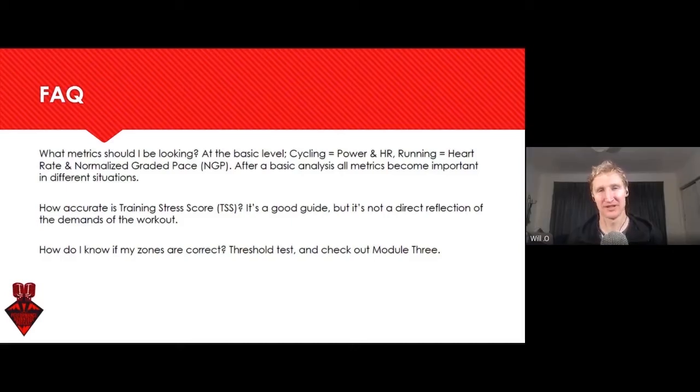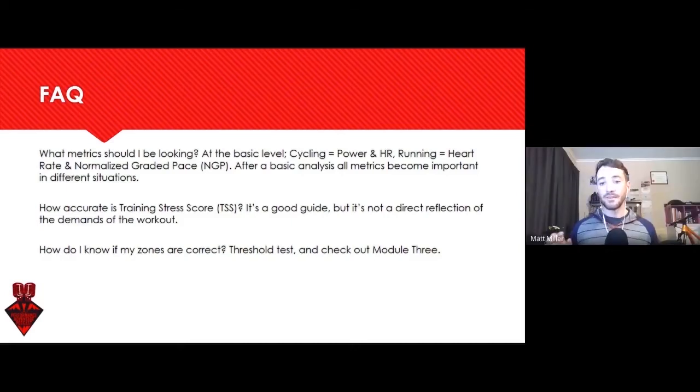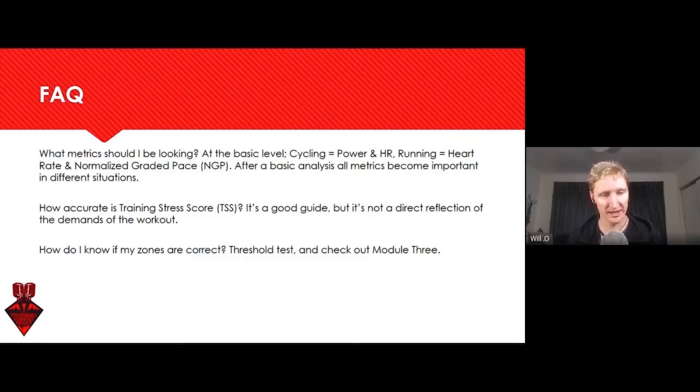How do I know if my zones are correct? Well, remember that all of these metrics are based around a threshold. So that threshold needs to be right, and we need to set that threshold during our max test, which is good for setting zones and gauging fitness as we go across a plan. That's right. So if you are concerned or not sure if your threshold's right, go do a threshold test. Have a look at one of our modules, blogs, or podcasts, or just Google threshold test, and go do it.